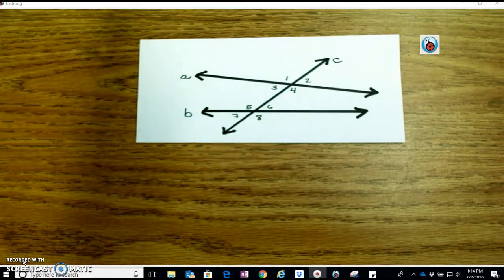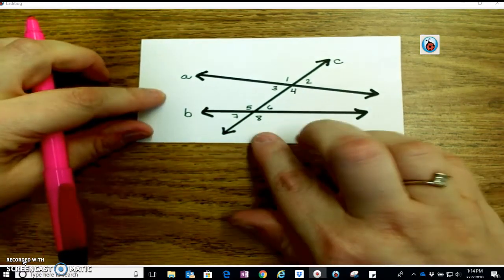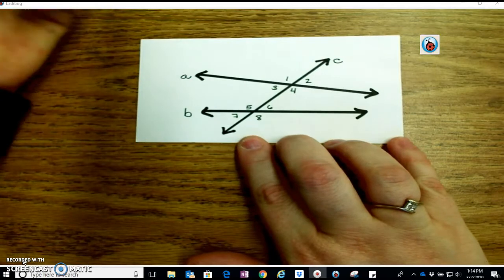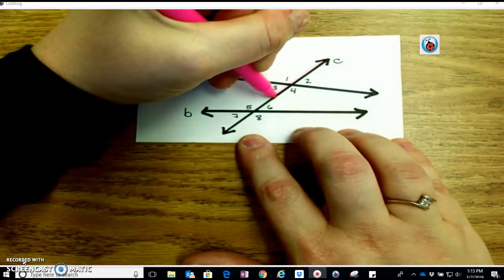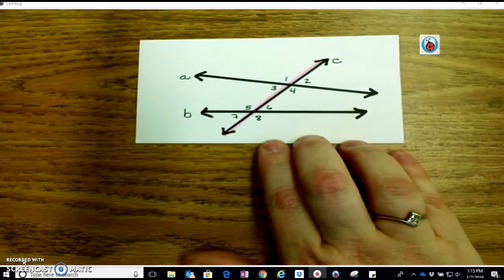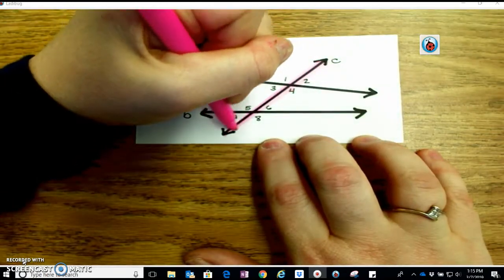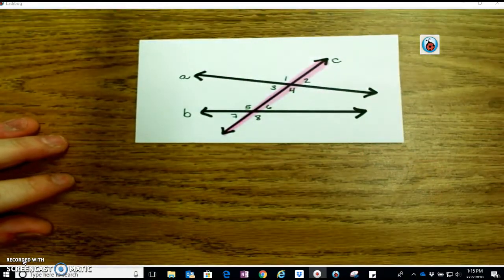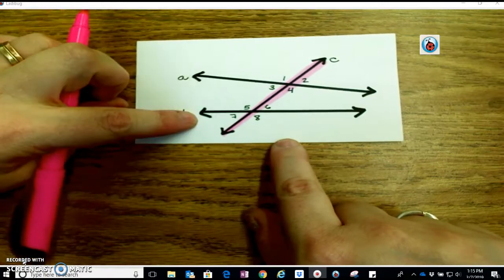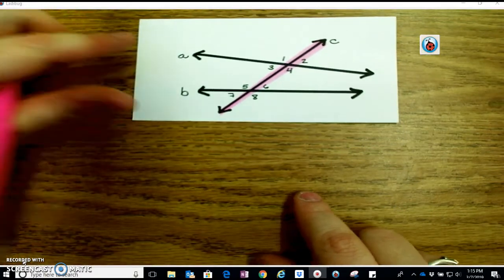All right. So just kind of going over some of the vocabulary. In one of our vocabulary we had that a line that intersects two or more lines is called a transversal. So this line that I'm highlighting in pink is a transversal because it's crossing two other lines.